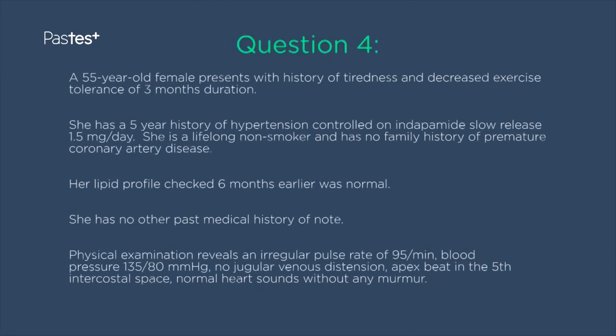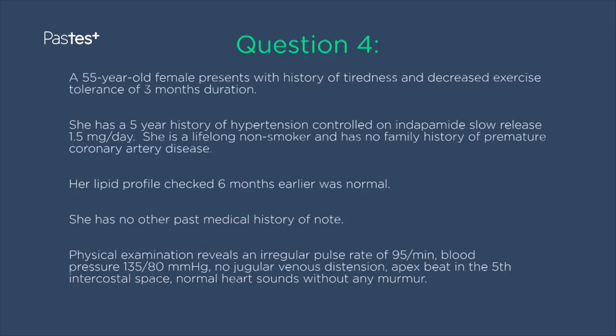So let's move on to question 4. A 55-year-old female presents with a history of tiredness and decreased effort tolerance of 3 months duration. She has a 5-year history of hypertension controlled on indapamide slow release 1.5 milligrams per day. She's a lifelong non-smoker and has no family history of premature coronary artery disease. Her lipid profile checked 6 months earlier was normal. She has no other past medical history of note.